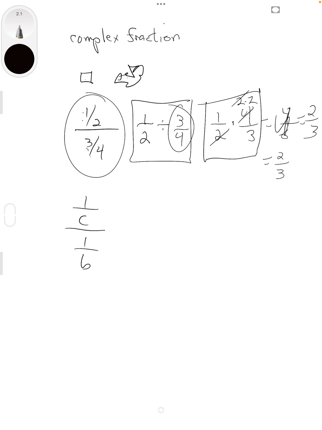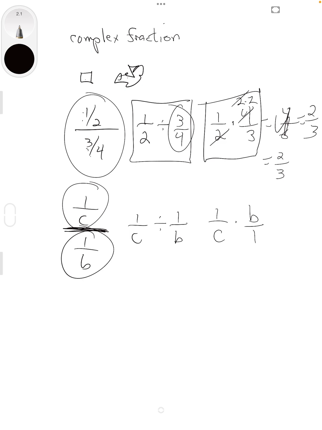Okay, first thing, you're looking for that middle line. It's usually darker. So this is 1 over c divided by 1 over b. That's the first step. You just say that divided by that. Now, next step is I don't write it that way. I say 1 over c times b over 1. Remember, I just do the reciprocal of that second one. And then I multiply them together.